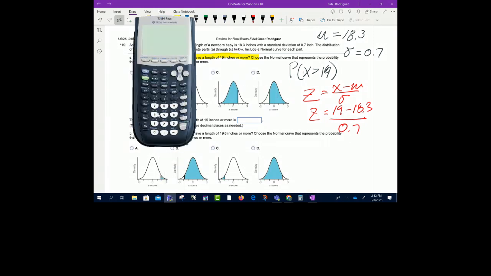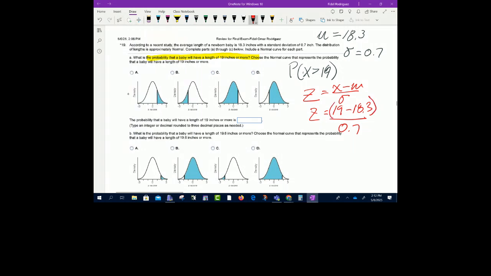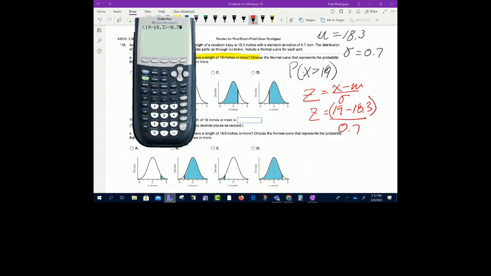So let me grab my calculator. Let me turn this guy on. Here we go. Actually, let me do this first. Minus 18.3 divided by 0.7. One thing I want to mention, and this is my bad, I should have put this here. When you're doing that step, do that step in parentheses, especially on your calculator.